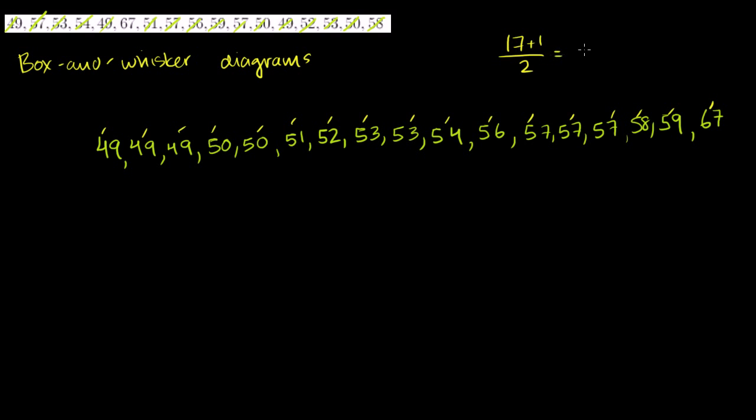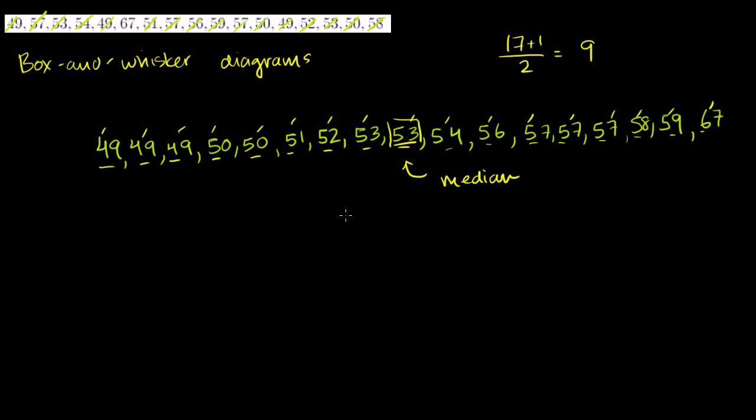So this is 18 divided by 2, which is equal to 9. So 1, 2, 3, 4, 5, 6, 7, 8, 9. 53. Should work from this side as well. 1, 2, 3, 4, 5, 6, 7, 8, 9. You got 53. And if you ever have a situation where you only had 16 numbers, it would be 16 plus 1 divided by 2, you get 8.5. That means count 8 spaces and then go halfway between that number and the number right after that, which we saw in a few diagrams before. But anyway, 53 is the median.